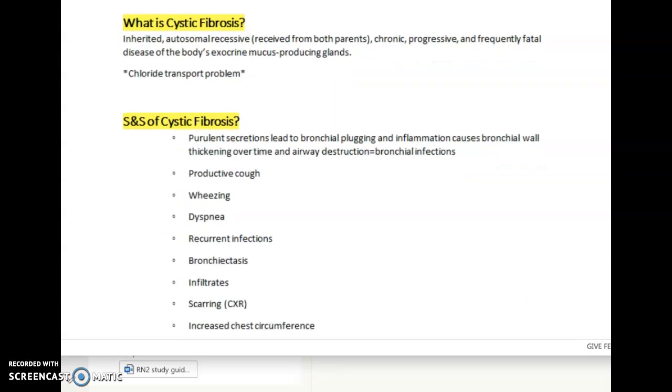Next is cystic fibrosis, which is an inherited autosomal recessive, which means they received it from both parents, chronic, progressive, and frequently fatal disease of the body's exocrine mucus-producing glands.